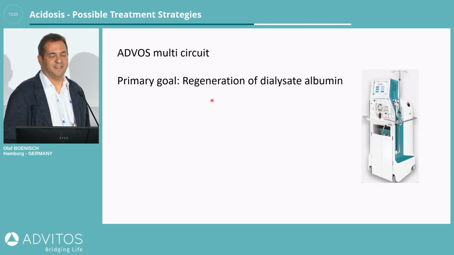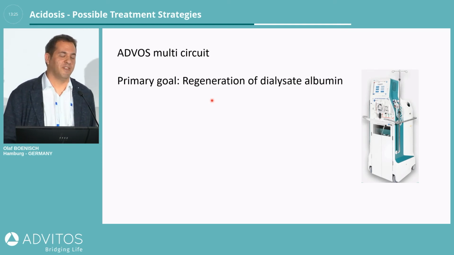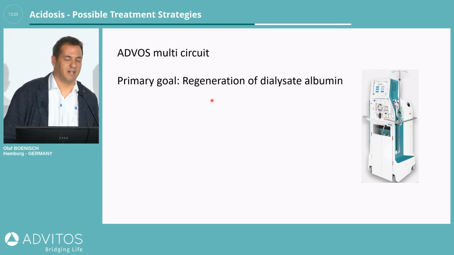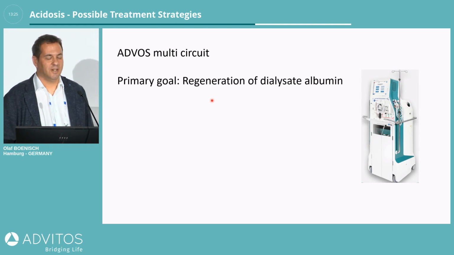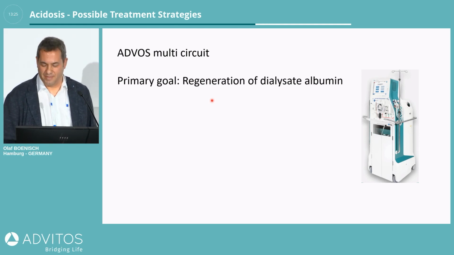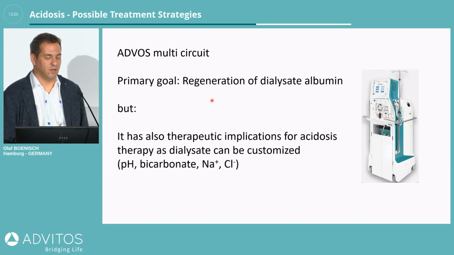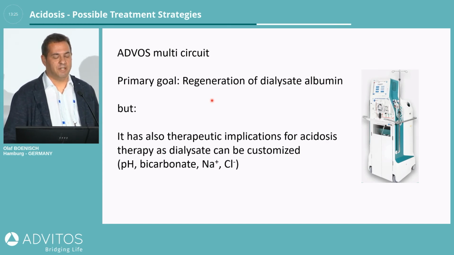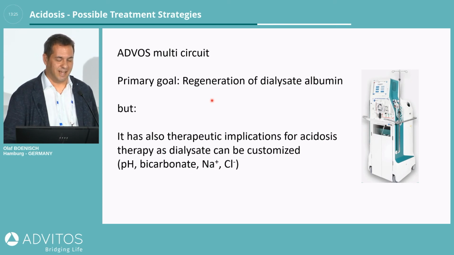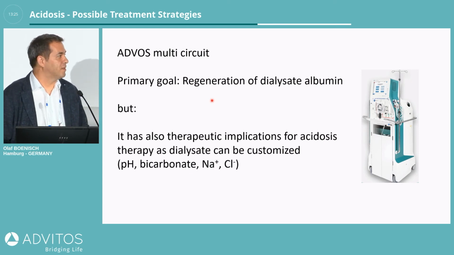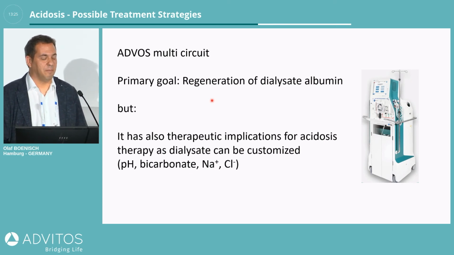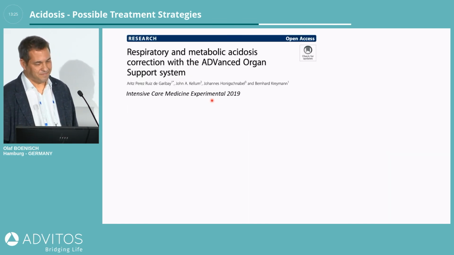So, as I said, the primary goal of this multi-circuit, the typical ADVOS circuit, was the regeneration of the albumin, but it also has therapeutic implications for acidosis therapy, as we are able to customize the dialysate. So we can adjust the pH, we can adjust the bicarbonate concentration, as well as sodium and chloride.